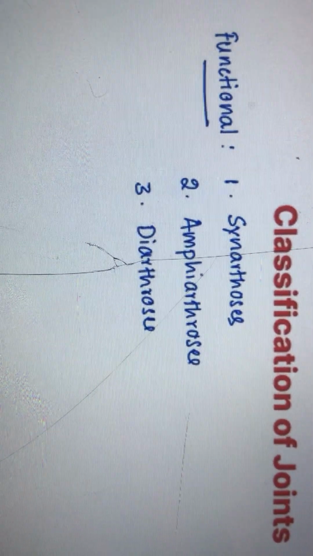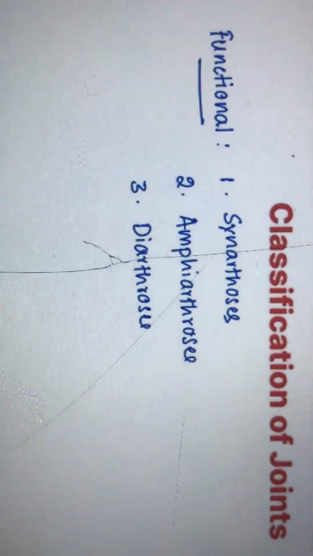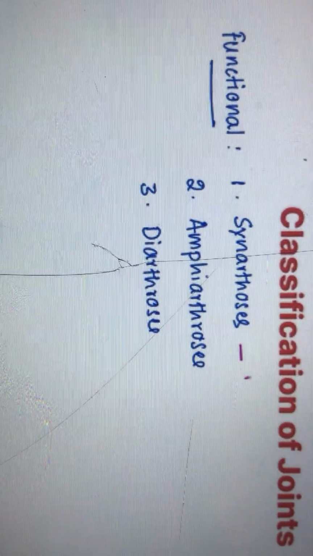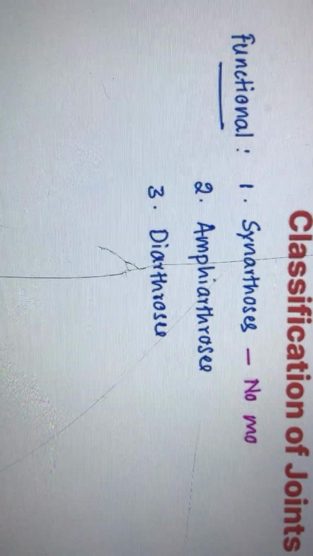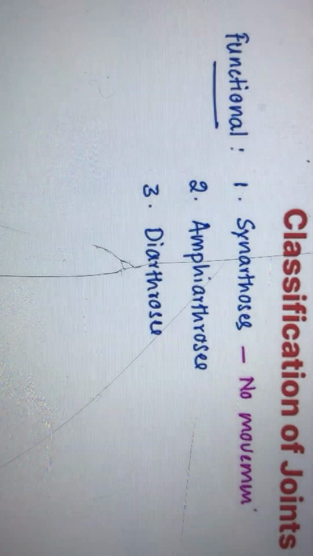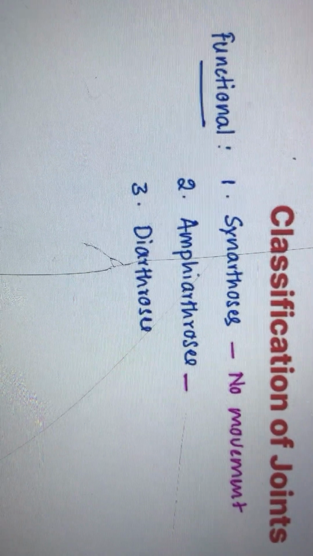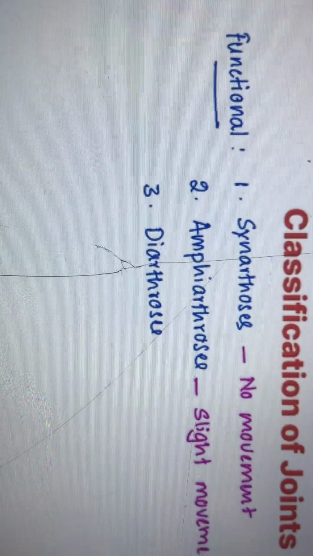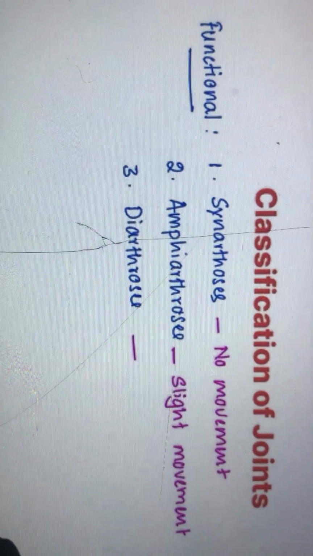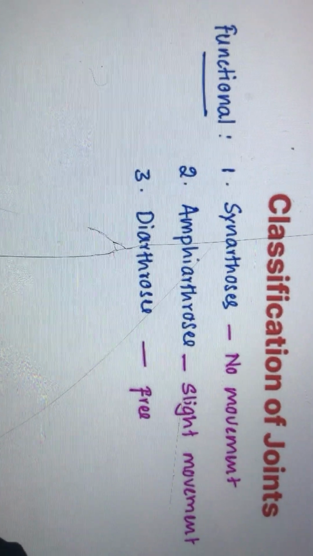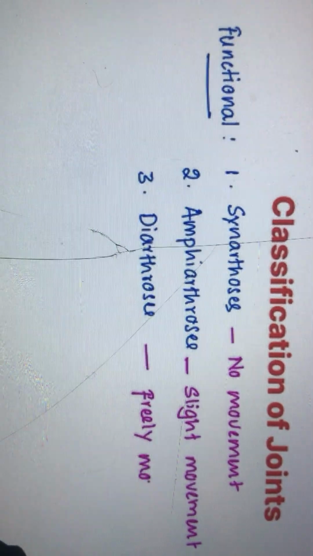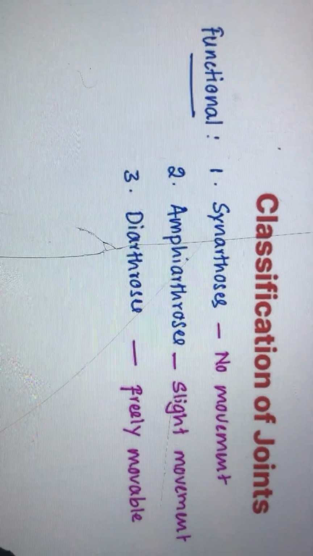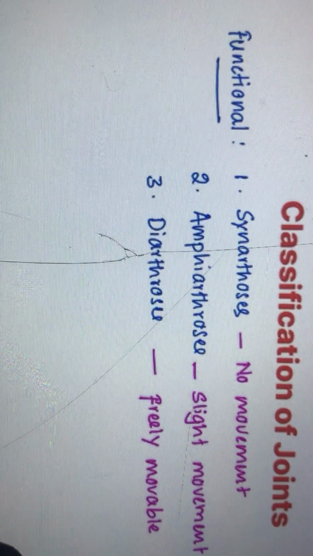In synarthrosis, no movement occurs. So remember this, no movement occurs here. Whereas in case of amphiarthrosis, slight movement is possible. And in case of diarthrosis, these are freely movable joints. This is the functional classification.